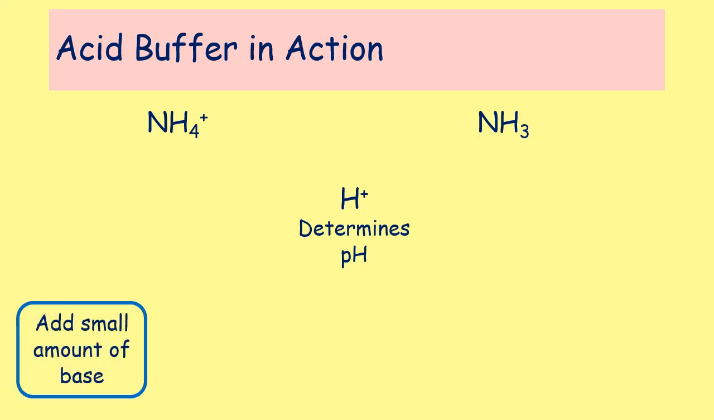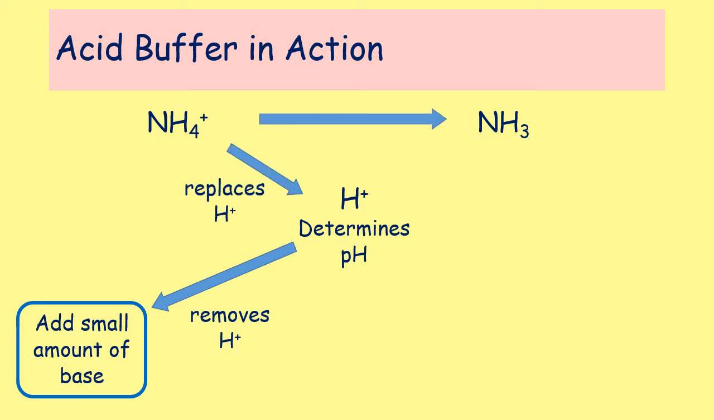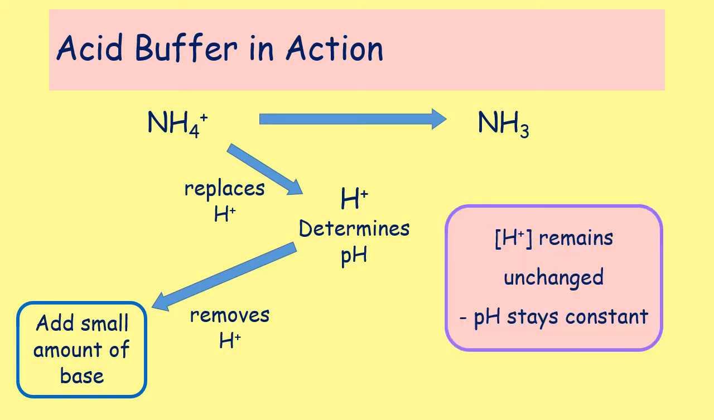Now, if we add a small amount of base, what happens is that we are removing some of the H plus through a neutralization reaction in order to replenish that H plus. The conjugate acid, the NH4 plus, donates some of its H plus and forms the neutral NH3 ammonia. As a consequence, the concentration of H plus remains unchanged and our pH will stay constant.